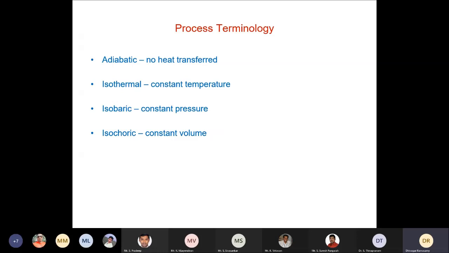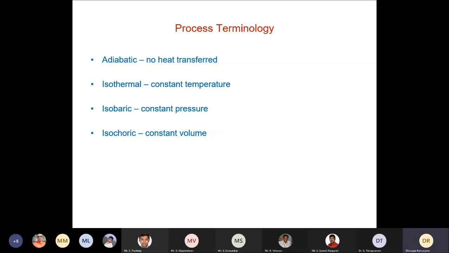So after knowing about the first law of thermodynamics, we should know some process terminology. Adiabatic process, isothermal process, isobaric, isochoric process. In an adiabatic process, no heat transfer takes place. What is an isentropic process then? The process happening from one end to another end is an adiabatic process. If the process is repeated from B to A, that is known as an isentropic process. A reversible adiabatic process is known as an isentropic process. Both adiabatic and isentropic processes have no heat transfer.